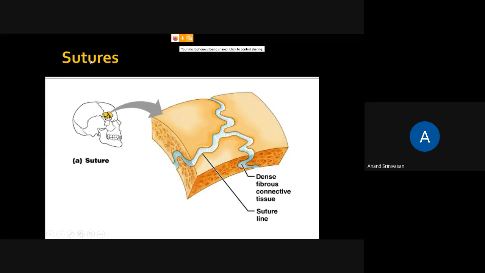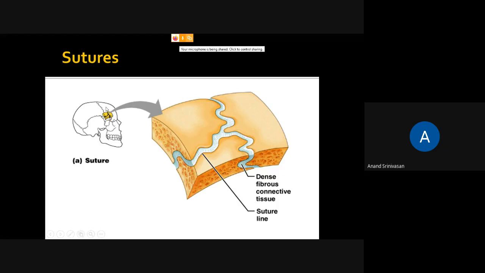Example: sutures, the sutural joint. Suture is the name of a joint. Now, where is this joint located? The suture joint is between the cranial bones.